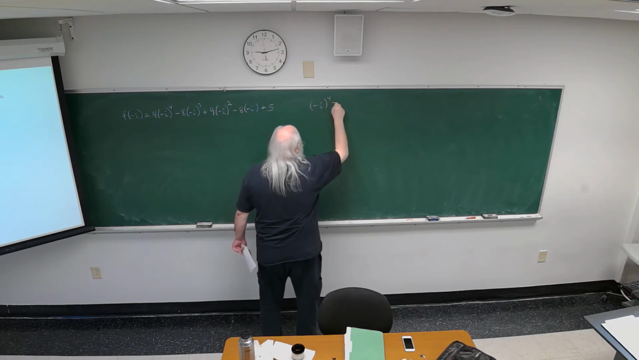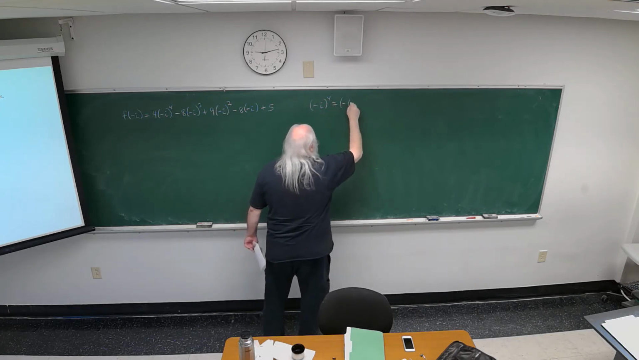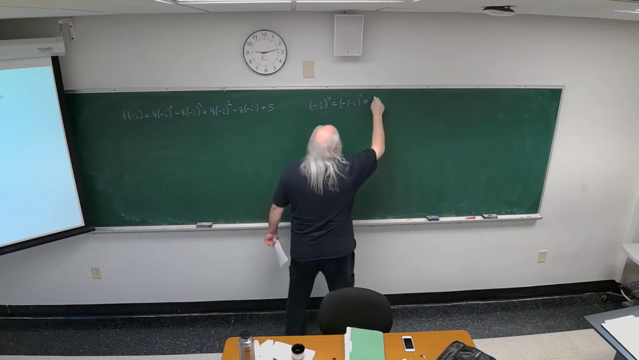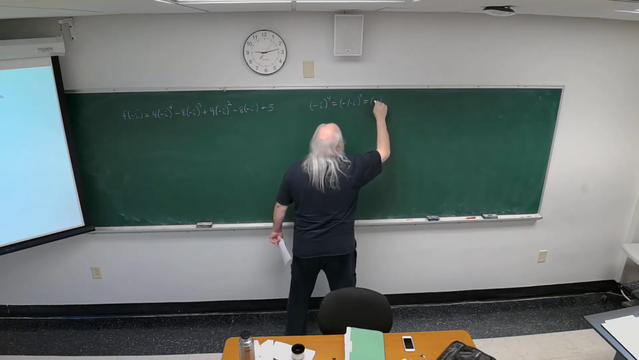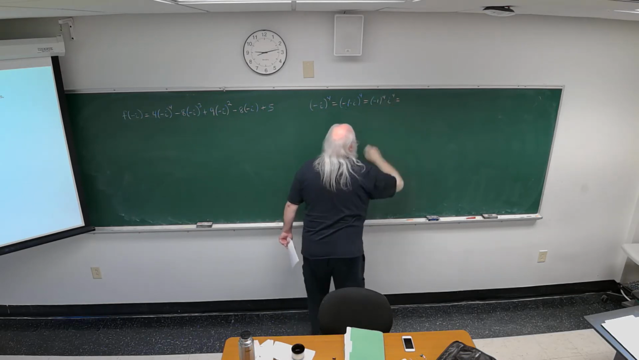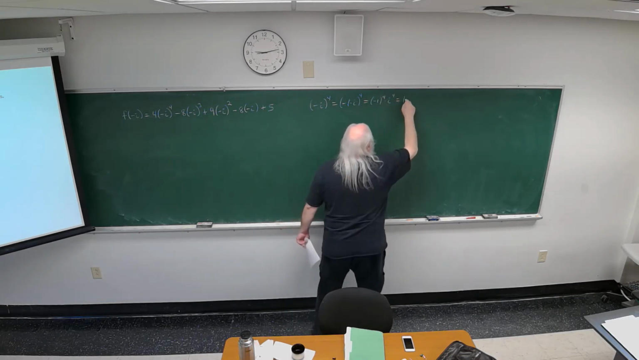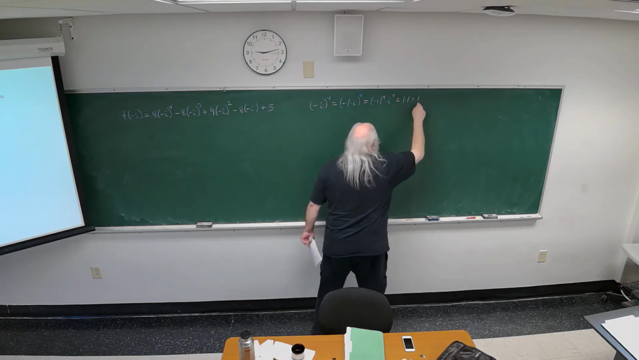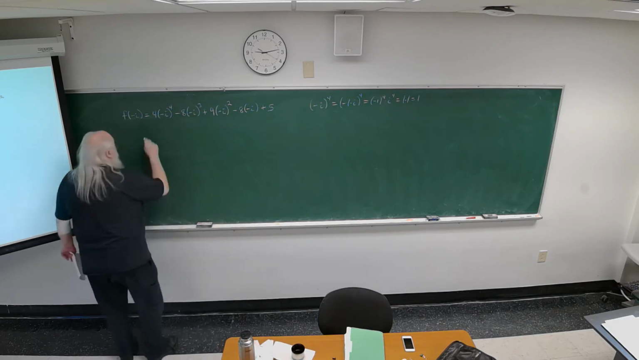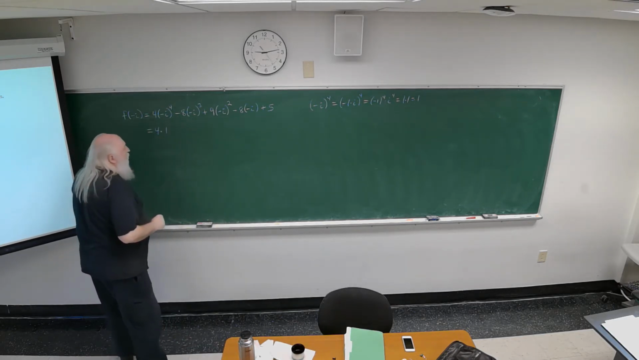Minus i to the 4th, right, is the same as minus 1 times i to the 4th, which is the same as minus 1 to the 4th times i to the 4th. Minus 1 to the 4th is 1. i to the 4th is 1. 1 times 1 is 1. Okay. So this first term is equal to 4 times 1.